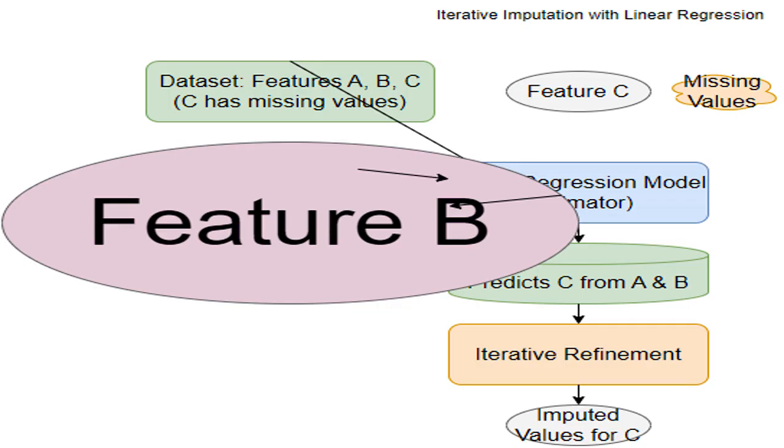I see feature A as one of the features used to predict the missing values in feature C. The iterative imputer uses a linear regression model, and feature A is an input variable in that model. Think of it as one piece of the puzzle used to fill in the gaps in feature C.